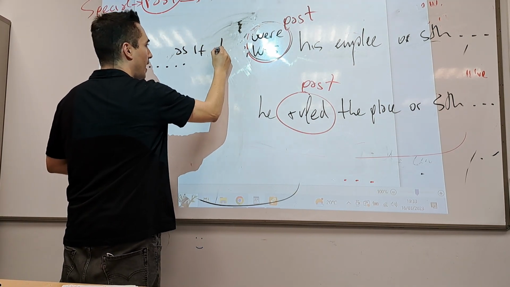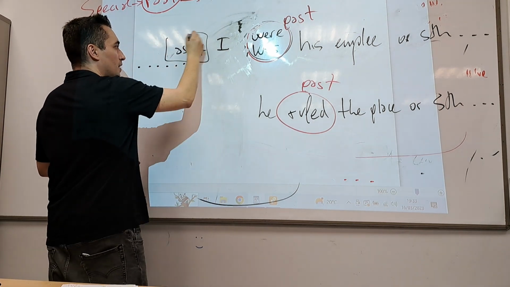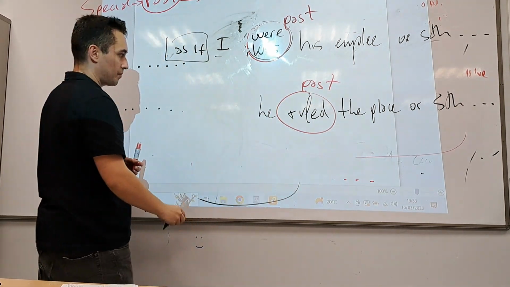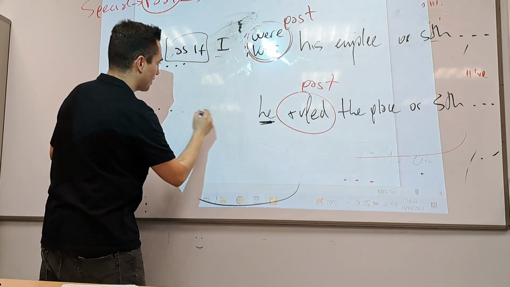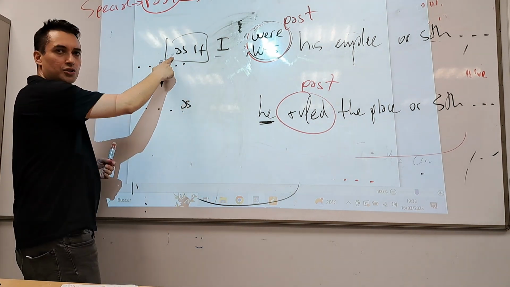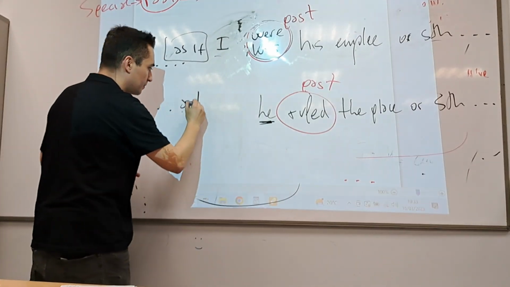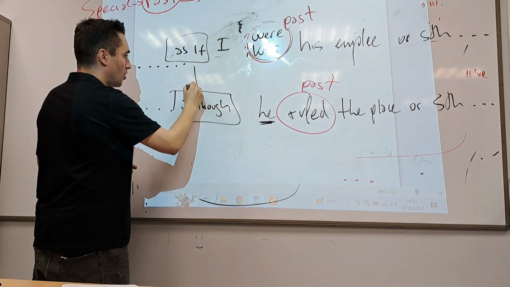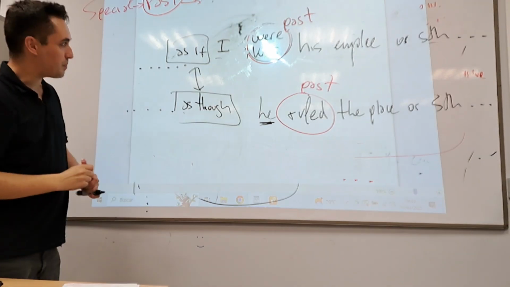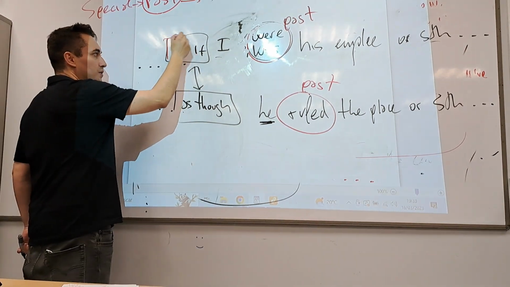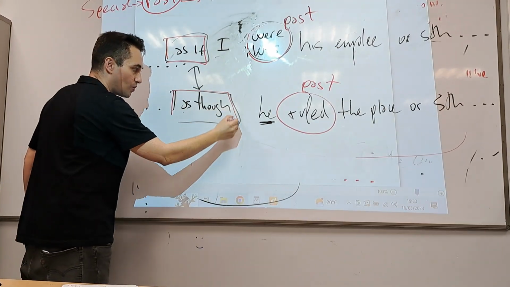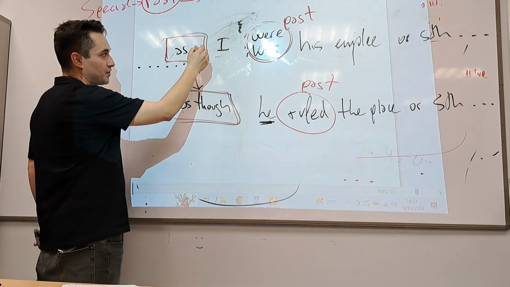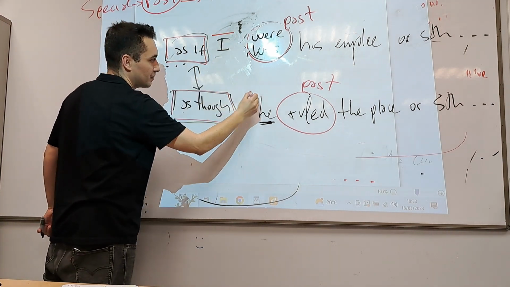As if I was his employee or something. Here we have the subject, yeah? He. What is the other one? The substitute for as if? No, as though, yeah? As though he ruled the place or something. So I repeat, we can use the construction as if or as though. They are interchangeable.